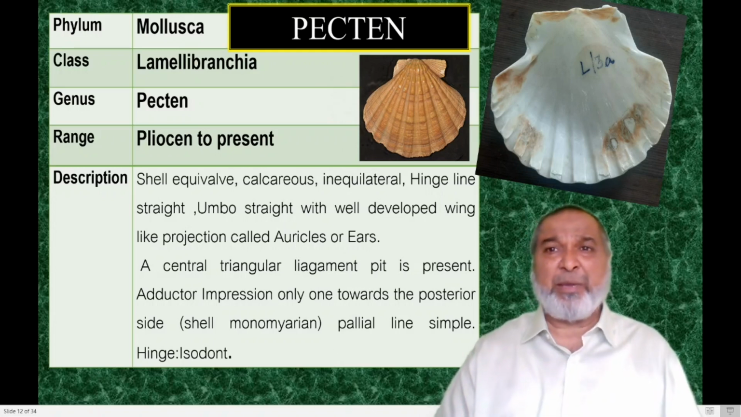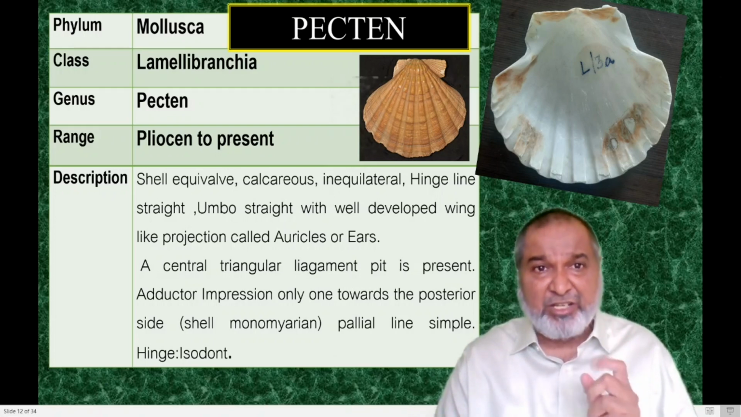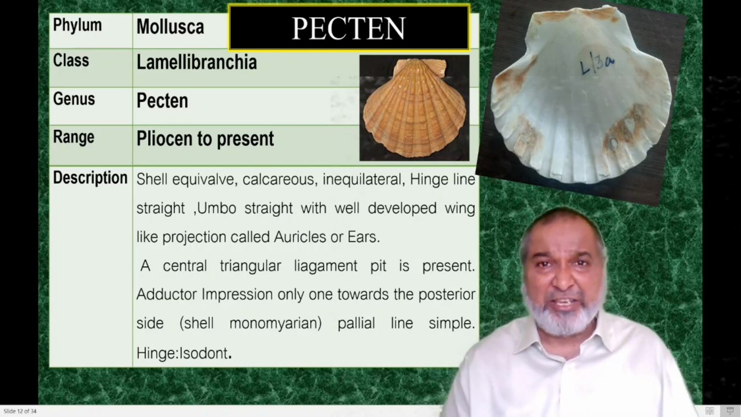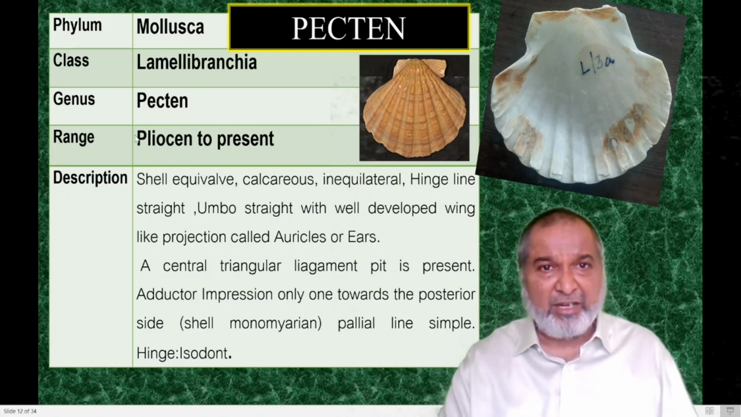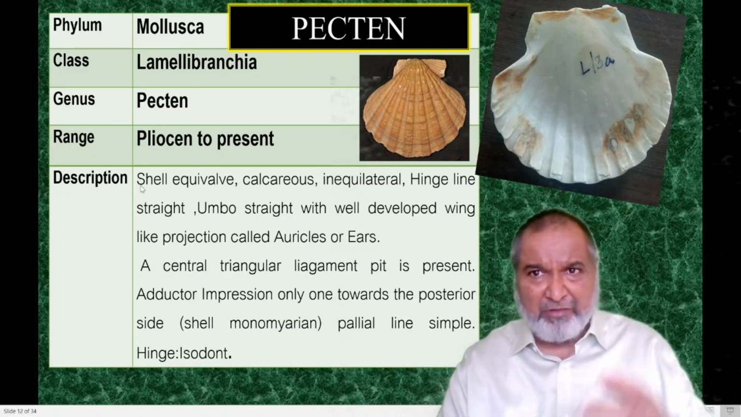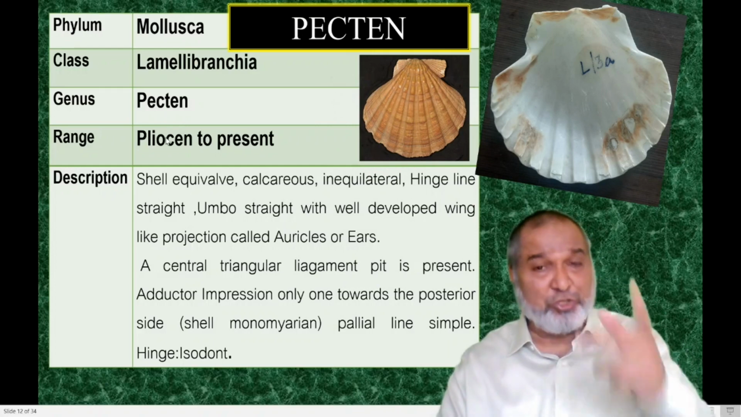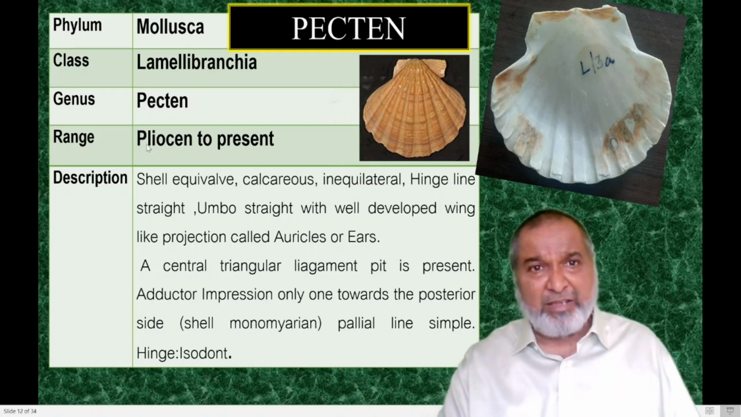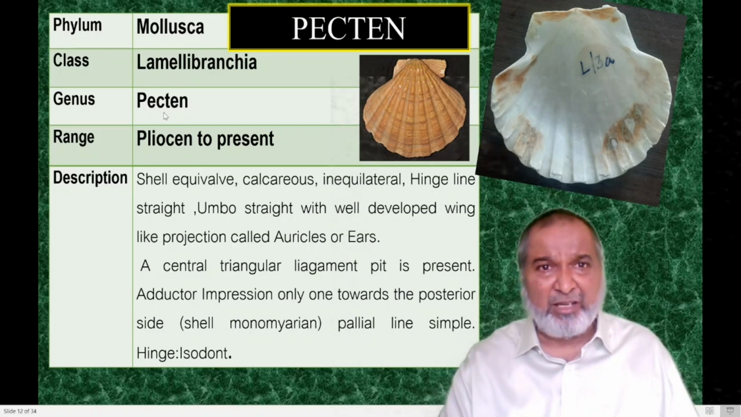The next one is Pecten. Phylum Mollusca, class Lamellibranchia, and genus Pecten. Now this time the range has changed: Pliocene to present. You can see the word P, Pecten. So wherever you write that Pecten is there, it should be Pliocene. This is what you have to remember. Present is everywhere, all three have present. Only here we have the Pliocene. So Mollusca phylum, class Lamellibranchia, genus Pecten, and Pliocene to present.